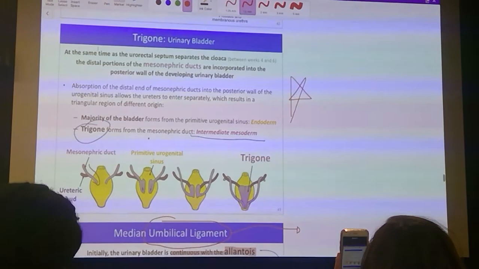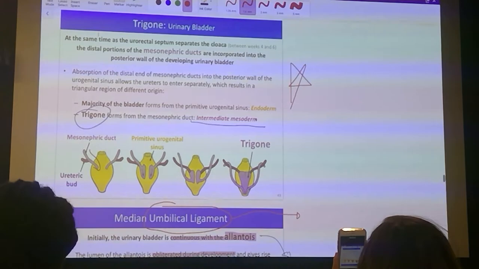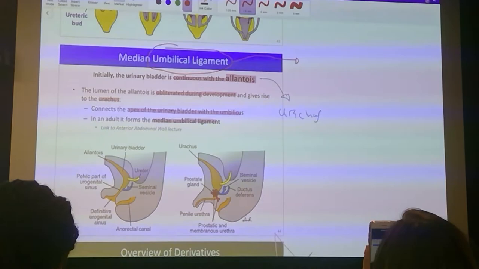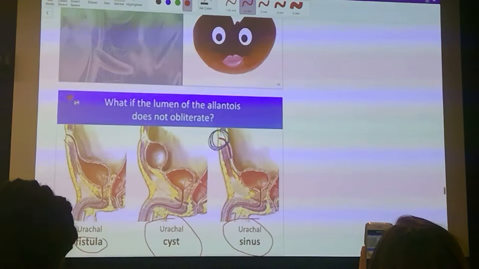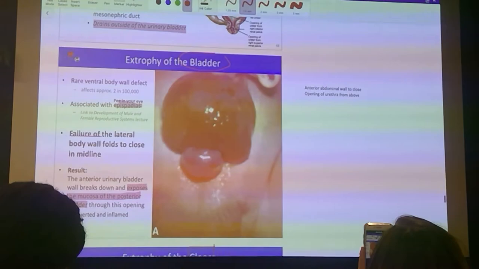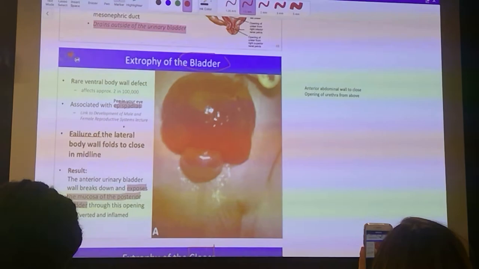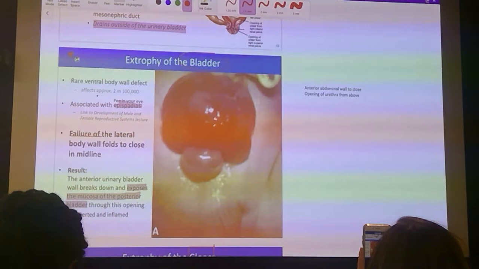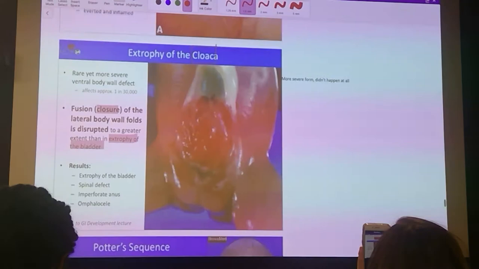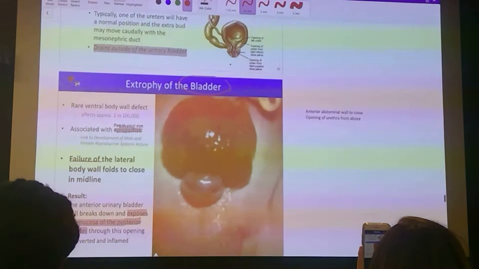You have to know that the trigone is made of intermediate mesoderm. So exstrophy of the bladder is a failure of your caudal, ventral abdominal wall to close. And this is the less severe form of bladder exstrophy. Exstrophy of the cloaca is the more severe one.